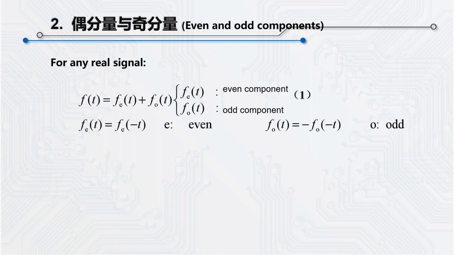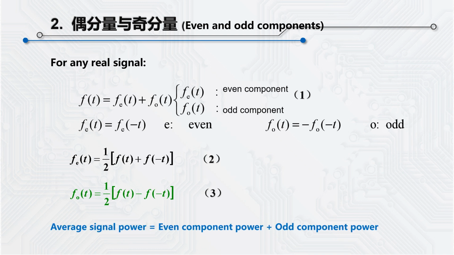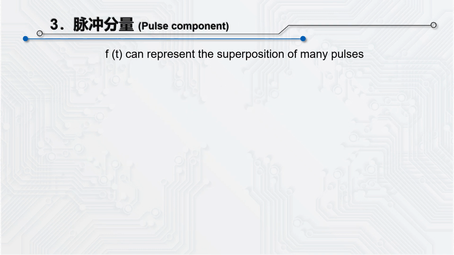The signal can also be decomposed into even and odd components. Obviously, the even component of the signal has even symmetry, and the odd component of the signal has odd symmetry. You can also use Formula 2 and Formula 3 to get even and odd components of a signal. The average power of the signal is also equal to even component power plus odd component power.